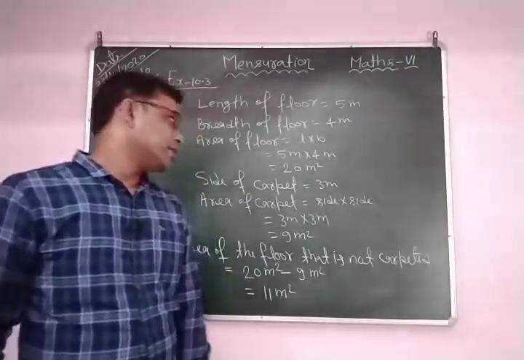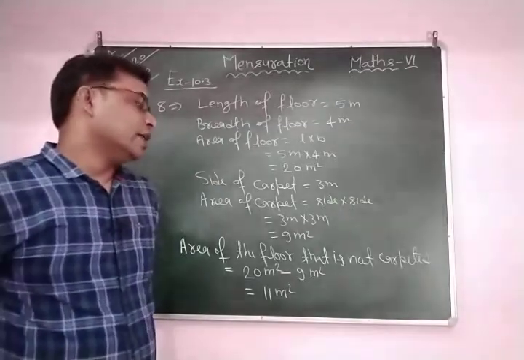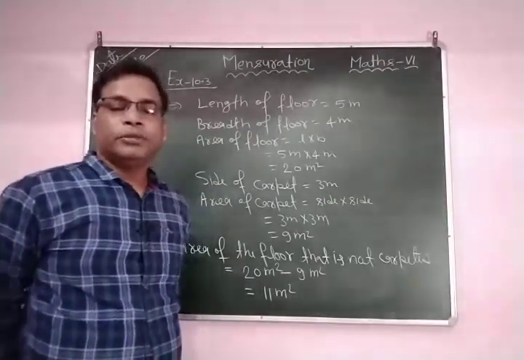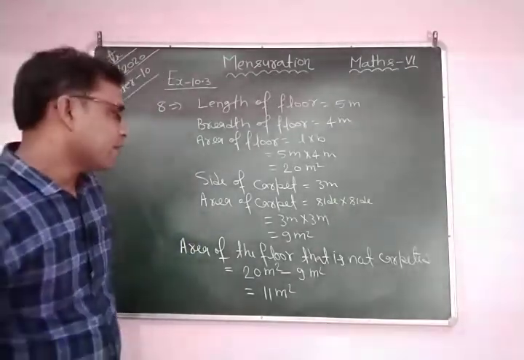So area of carpet is equal to side into side. This is equal to 3 meter into 3 meter, which is equal to 9 meter square.